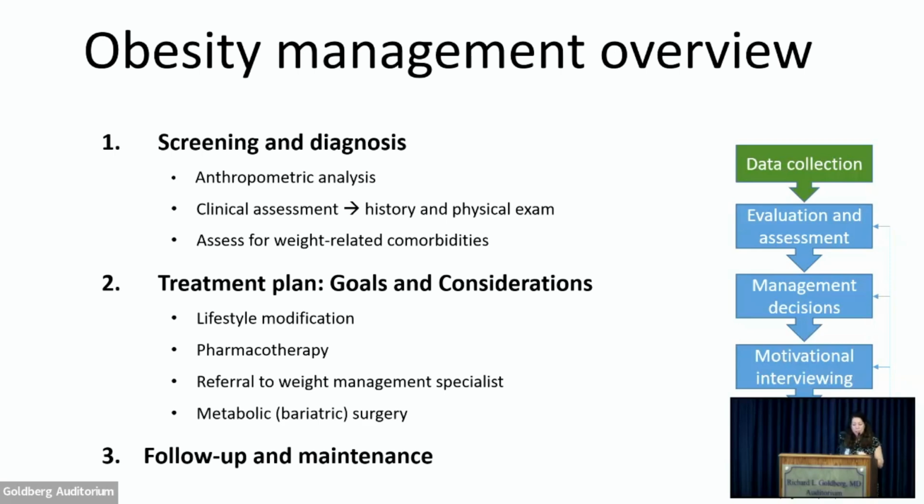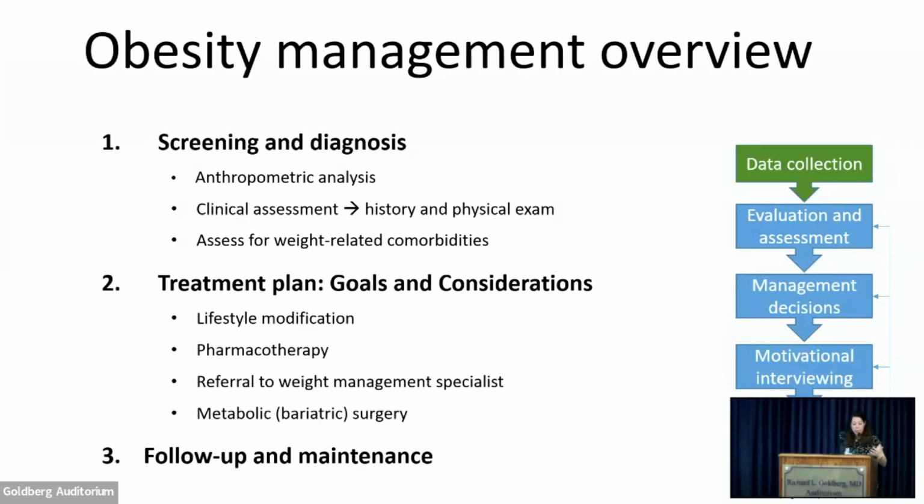We always start with screening and diagnosis. So you want to start with anthropometric analysis, which we'll go over. You want to do a clinical assessment, so take a weight-focused history, do a physical exam, and then you want to assess for weight-related comorbidities, because this is how you're going to stratify your patient.